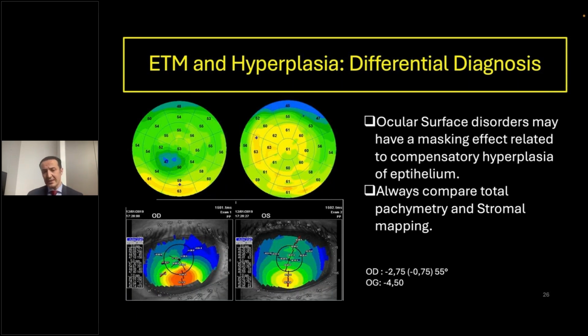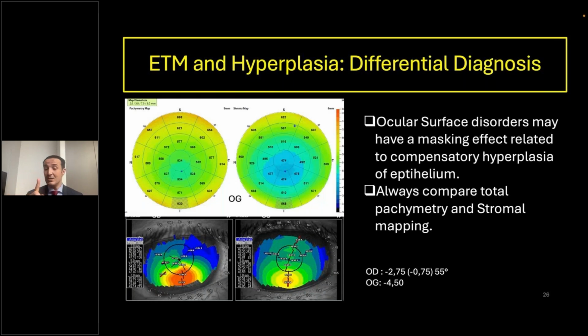We know that the keratoconus population has some problems of allergy and ocular surface, and sometimes we observe a hyperplasia inducing a mask effect of the keratoconus. And here we observe a first keratoconus. That's why you have to compare the epithelium mapping with the total pachymetry.